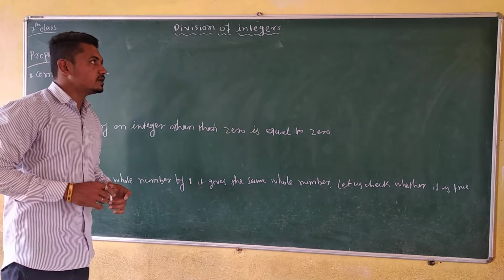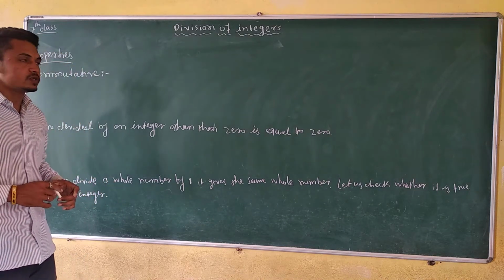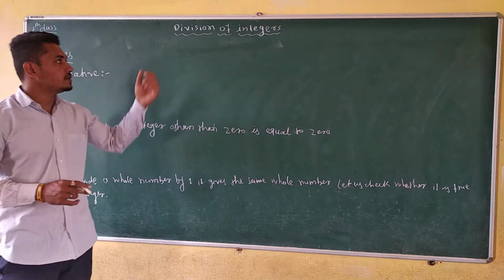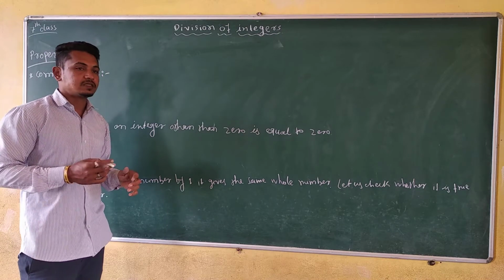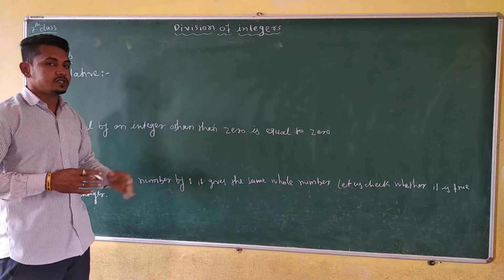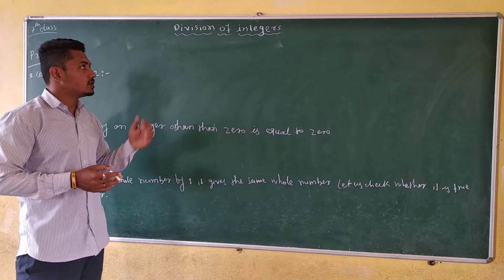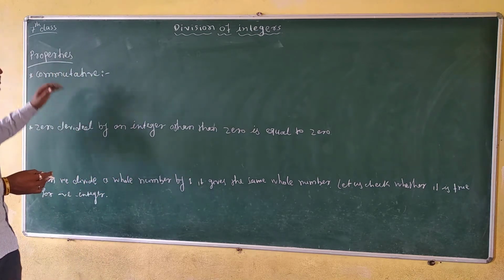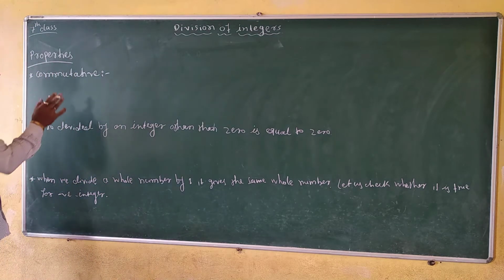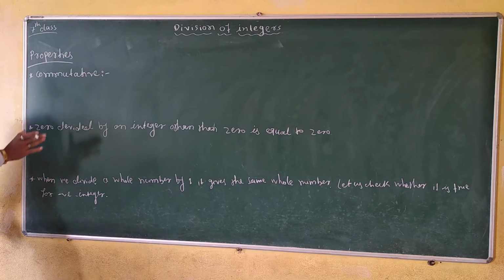So hello my dear students, today in this class we have to discuss the properties of division of integers. Okay, in the last class you already learned about the division of integers and how the operation of division of integers is done. Now we have to discuss the properties. See here, this is the first property, the commutative property.